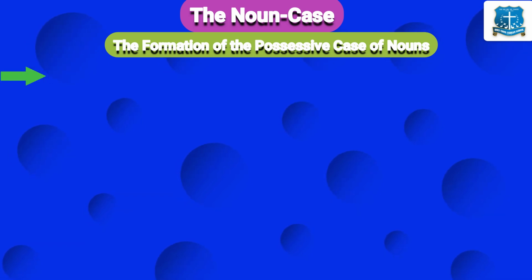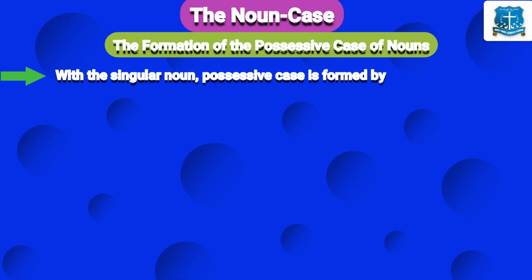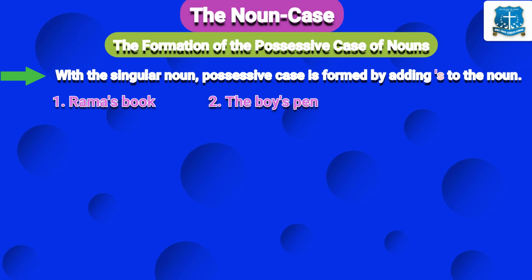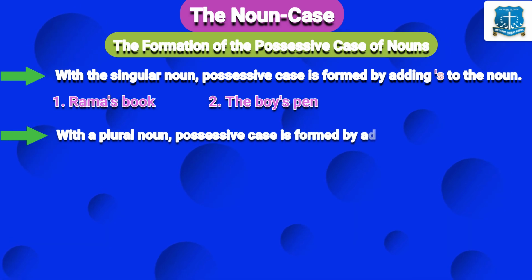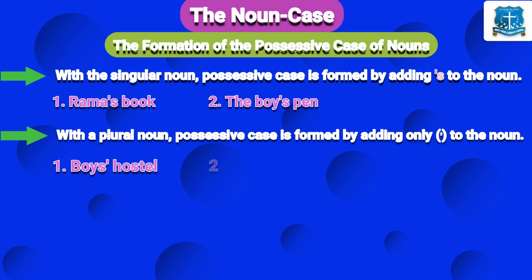First point, with the singular noun, possessive case is formed by adding apostrophe s to the noun. Rama's book, the boy's pen. Second, with the plural noun, possessive case is formed by adding only apostrophe to the noun. Example, boys' hostel. Second, girls' school.